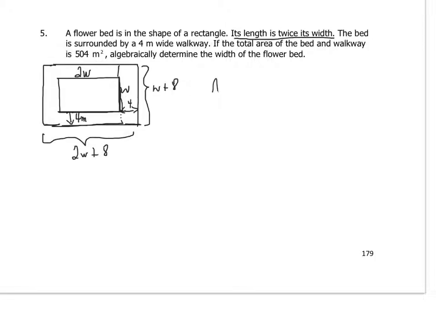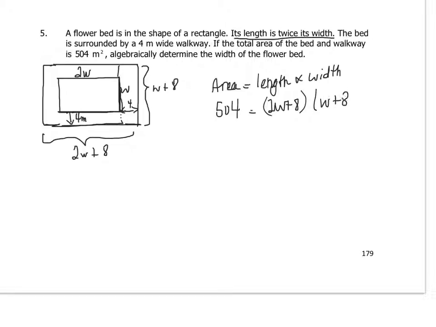So our area is length times width, which means our area we were given is 504, our length is 2W plus 8, and our width is W plus 8. So if we expand that now, we get 2W squared plus 16W plus 8W plus 64.